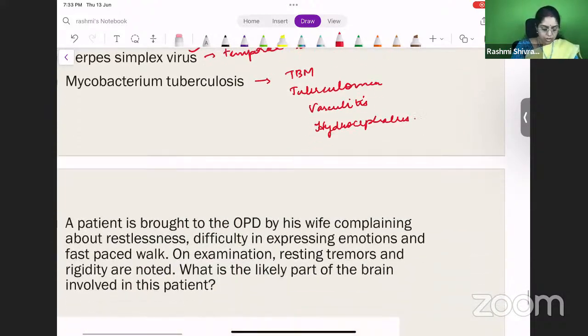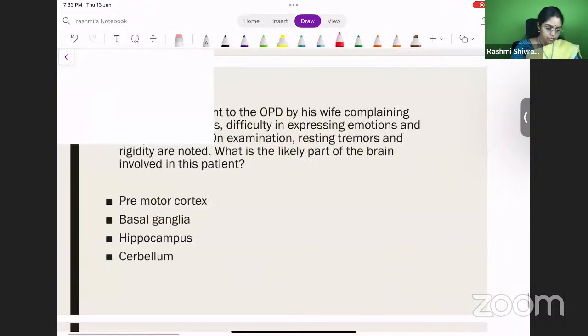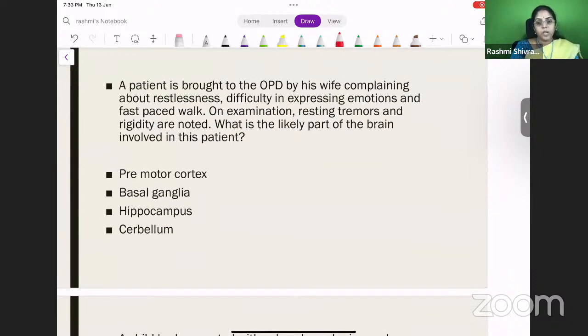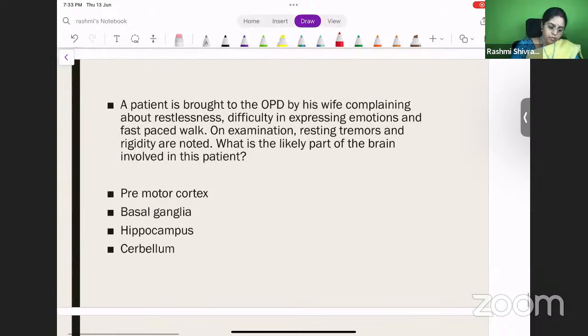Right? Okay. So the last but one question. The patient is brought to the OPD by his wife complaining about restlessness, difficulty in expressing emotions, and a fast-paced walk. On examination, the patient is having resting tremors and rigidity. So what is the likely part of the brain which is involved in this patient? So the patient is having basal ganglia involvement, right? This is basically Parkinson's.